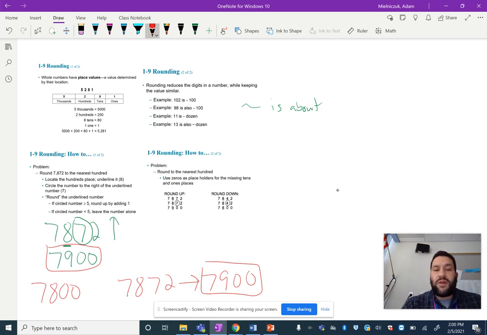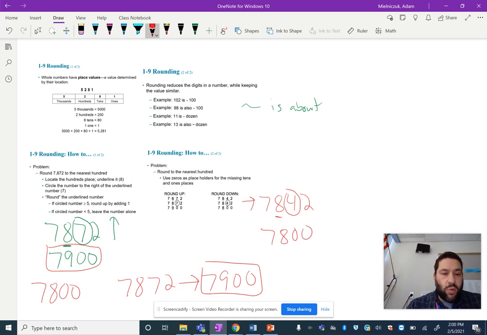All right, round to the nearest hundred again. It says use zeros as placeholders for the missing tens. So this is just kind of showing the problem again. Because it's a 7, we round up, right? Now look what would happen in this case over here. If we had 7,842, still round to the hundreds, underline the 8, circle the 4. Because the 4 is less than 5, we round down to 7,800.